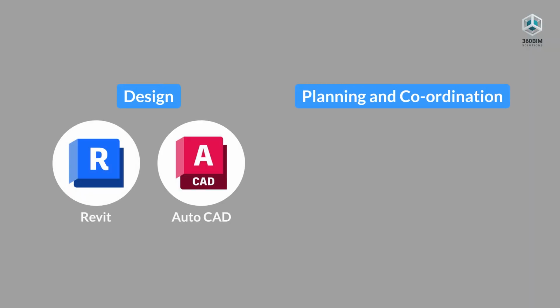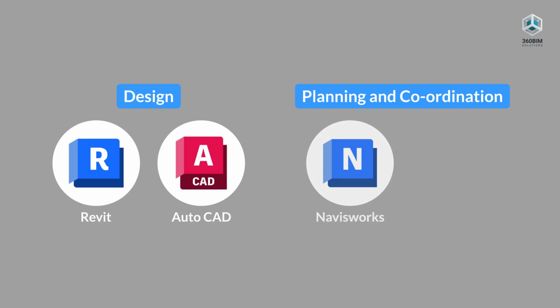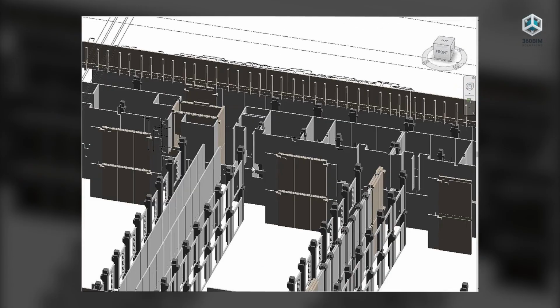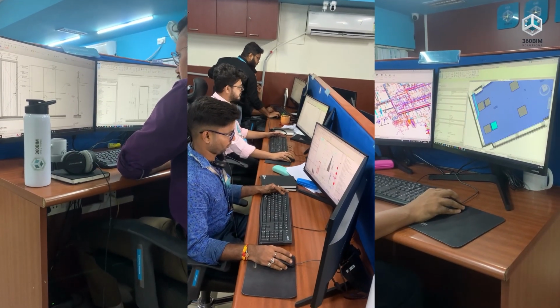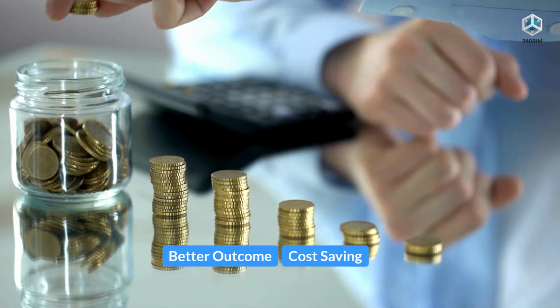Tools like Revit or AutoCAD aid design, while Navisworks or Solibri support construction planning and coordination. In the operation stage, BIM is managing a building's full life cycle. Using the right tools at each stage leads to better outcomes and cost savings.